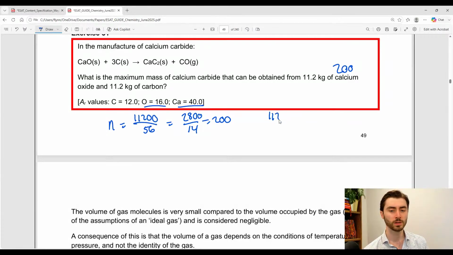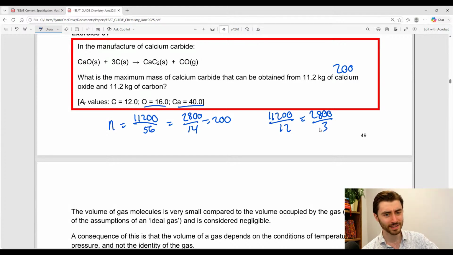And 11200 over the carbon, which is 12. Yeah, nice spot. I did not spot that. Casually knowing your 56 times tables. That's exactly how to do well in an ESAT. Saves you all those valuable seconds. So in this case, we're going to divide by 4 again. 2800 all over 3. Which I'm just going to leave like that because that does not divide.